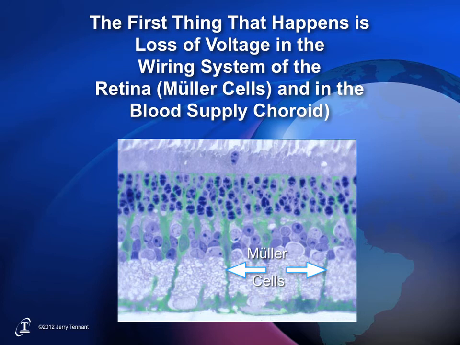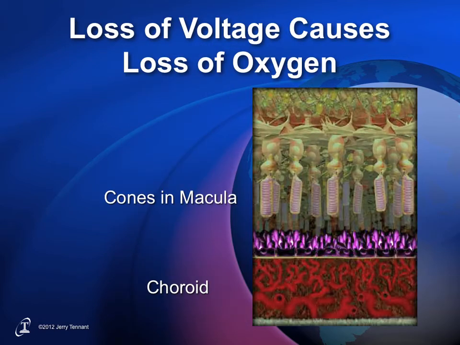The first thing that happens when you start to develop macular degeneration is loss of voltage in the wiring system, namely the Mueller cells, and in the blood supply, which is the choroid. Loss of voltage causes loss of oxygen. The amount of oxygen that will dissolve in water is dictated by the voltage of the water, and since cells are 70% water, the amount of oxygen that's available is dictated by the voltage.